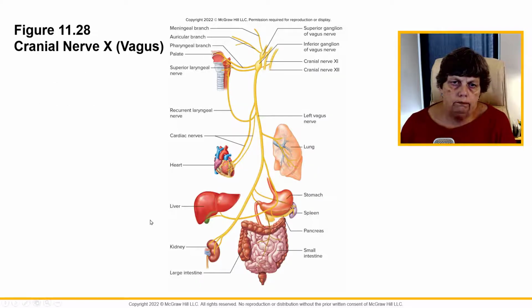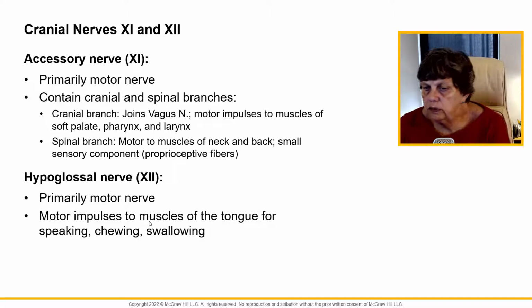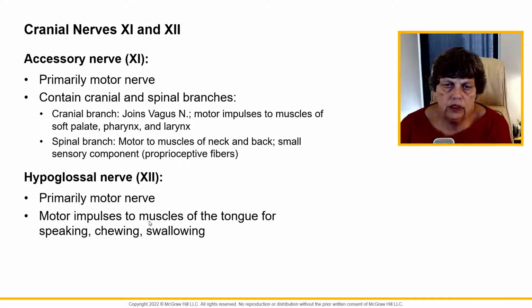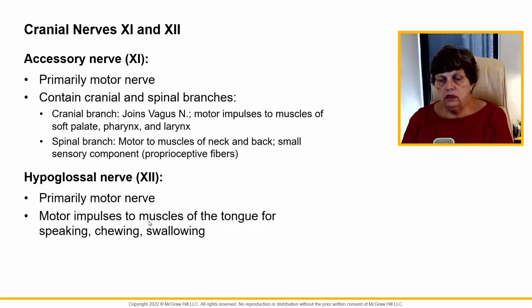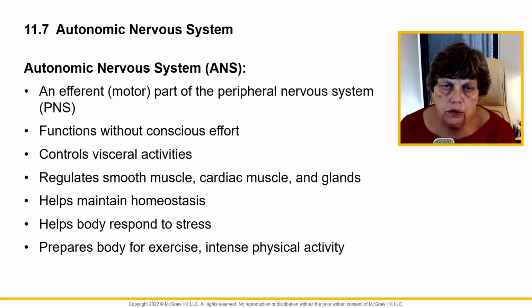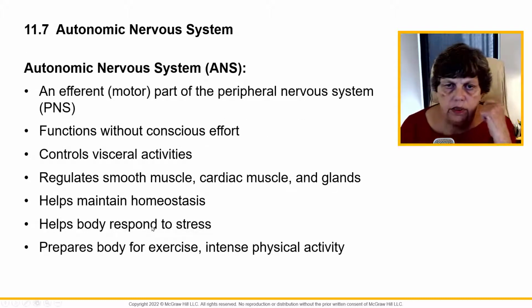All right, accessory nerve 11. This is a motor nerve, and you can see these branches. And again, these are impulses of muscles into the pharynx and the larynx and the neck muscles and that sort of thing. And then hypoglossal, under the tongue, 12. And this allows us to speak and chew and swallow. So again, cranial nerve number and the name of it.